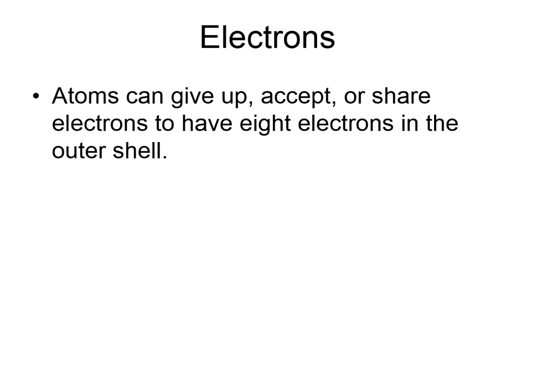So what atoms want is stability. Atoms want to be stable. They don't want to change at all. So what happens? The atoms are stable only when they have 8 electrons in the outer shell.